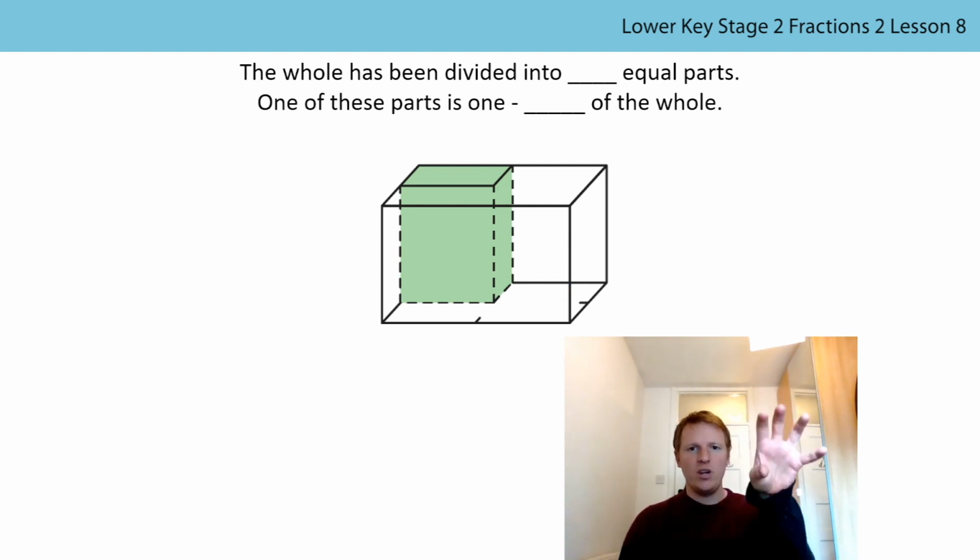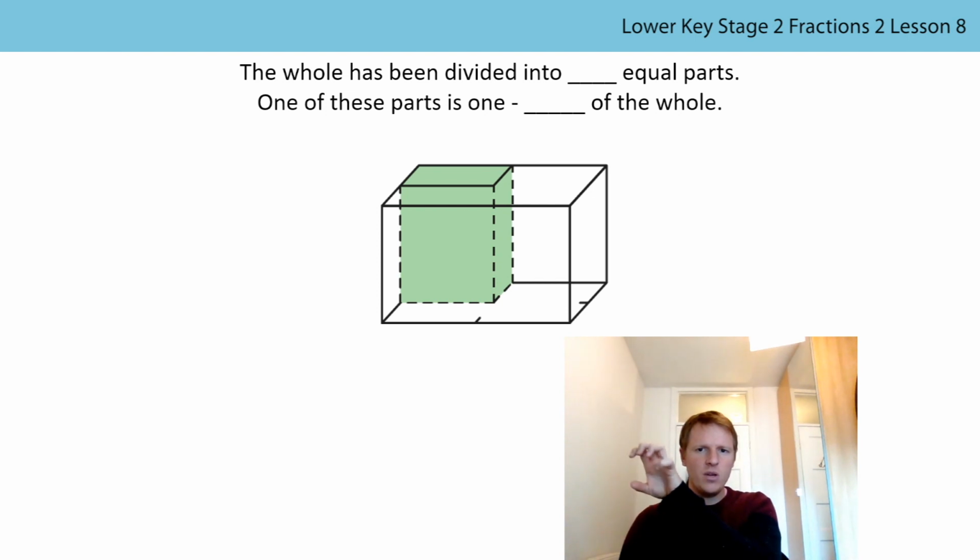I can do some picturing. I can think, there's a green box here, another green box would go in front of it, a green box next to it, and another green box. Do you agree with me? There will be 4 equal parts in the whole.